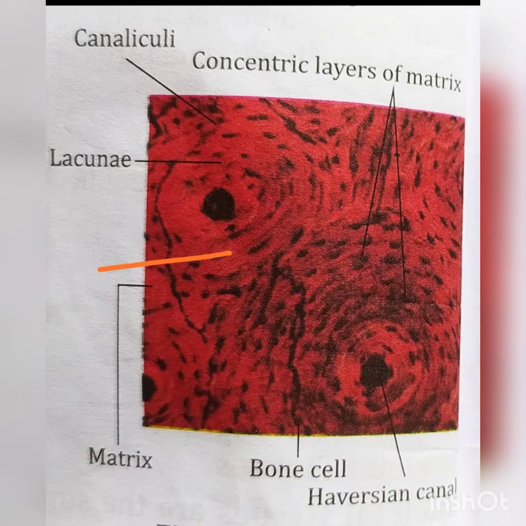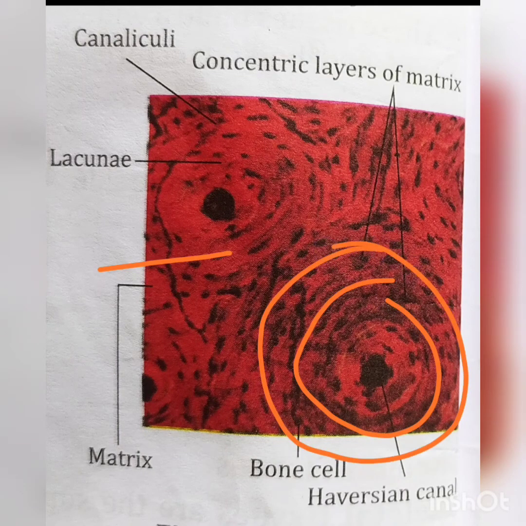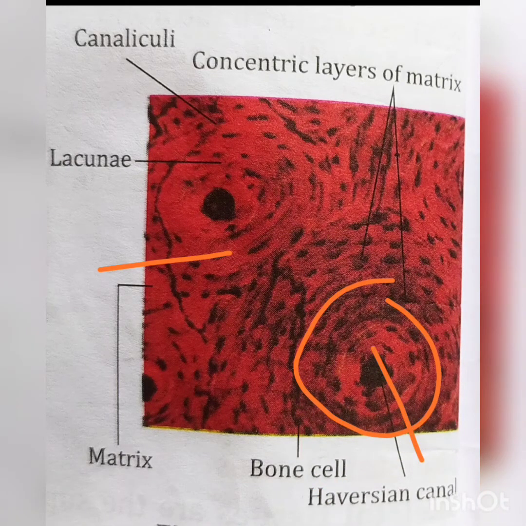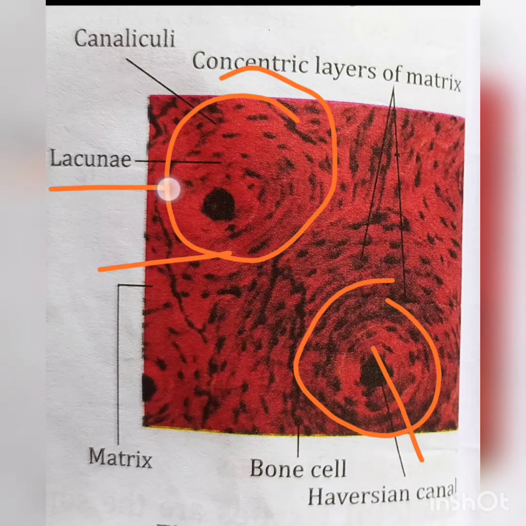In the bone tissue, the matrix is arranged in the form of concentric layers around the central canal, called the Haversian canal. The osteocytes are present between the fluid-filled spaces called lacunae. All the lacunae of the bone communicate with each other by a network of fine canals called the canaliculi. Through the canaliculi, bone cells receive food and oxygen and eliminate their waste products.